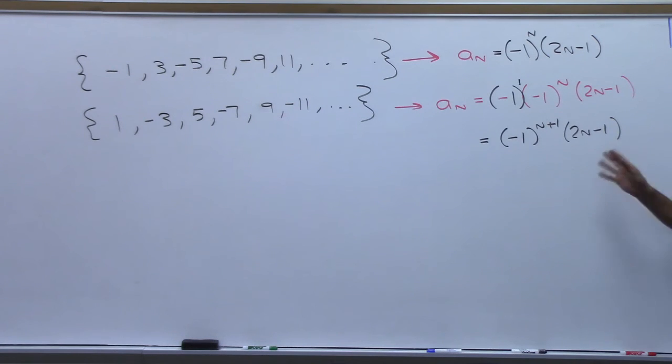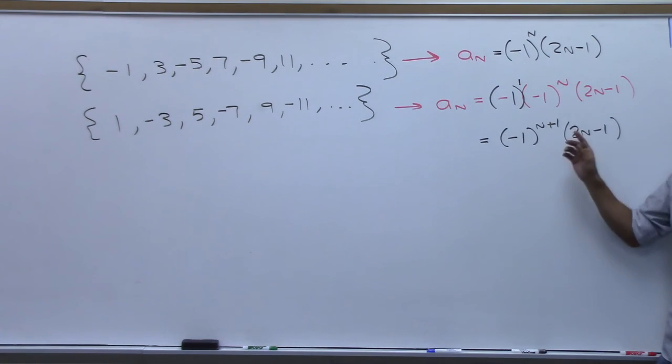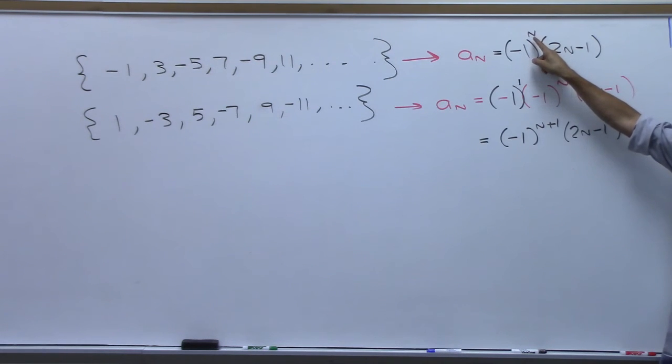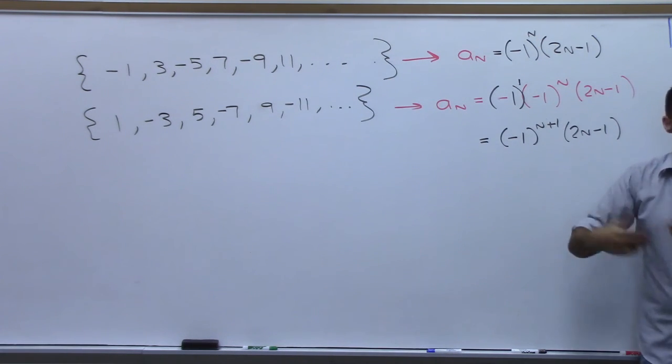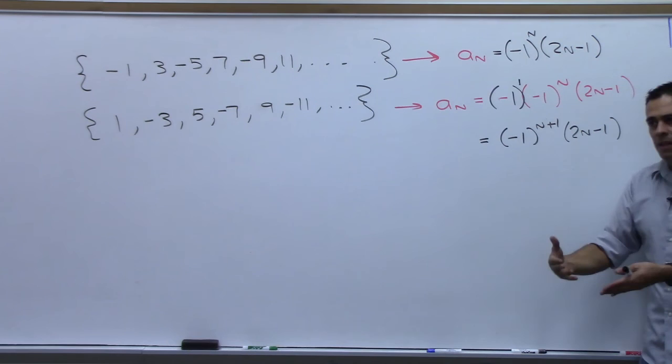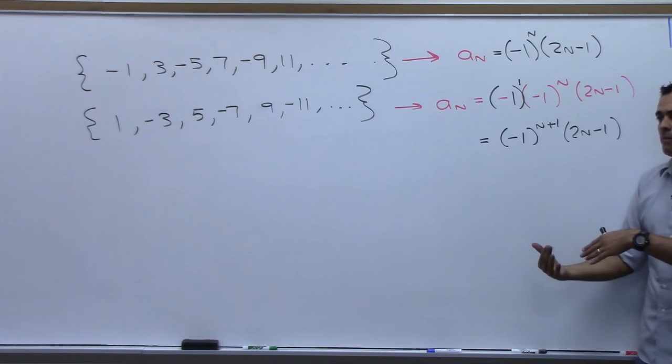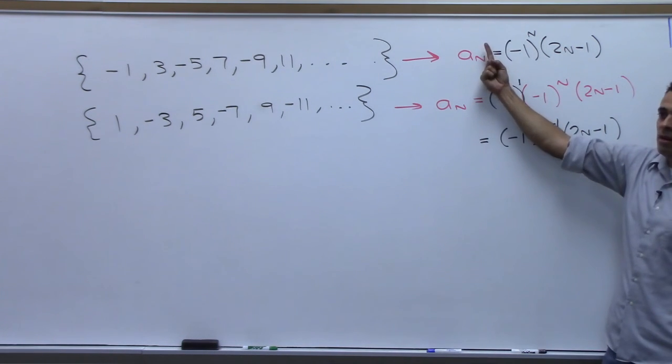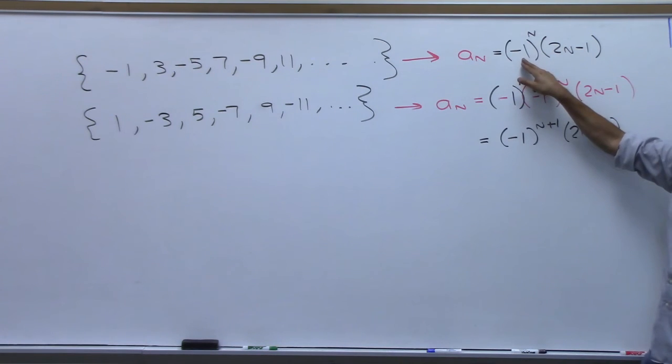Now, I didn't want to do it this way. What I wanted you to think about was, when we started here, we knew negative 1 to an odd power was negative, and negative 1 to an even power was positive. And we're always going to start with 1 here. So if I use this, I will always start with a negative, won't I? How can I change that?